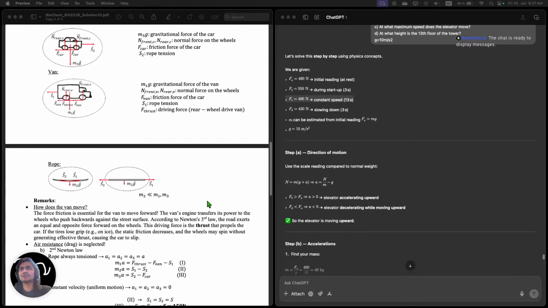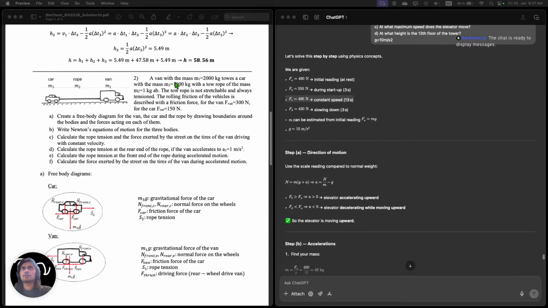Oh, there are three questions. A van with mass M1 tows a car of mass M2 with a tow rope of mass M3. The tow rope is not stretchable and always tensioned. The rolling friction of the vehicle is described as a friction force for the van, and 300 Newton for the car. I'm guessing that's the frictional force acting against the vehicle.